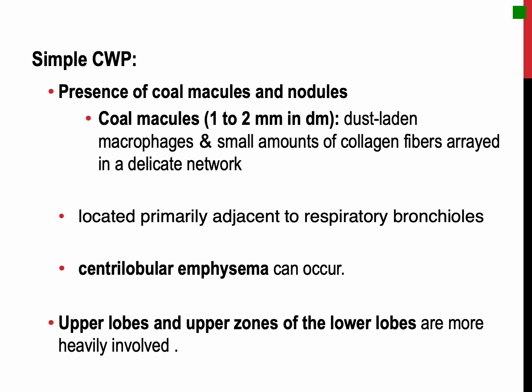Simple coal worker pneumoconiosis is characterized by the presence of coal macules and the larger coal nodules. The coal macules consist of dust-laden macrophages and small amounts of collagen fibers arrayed in a delicate network. Those lesions are scattered throughout the lung, but centered mainly in the upper lobes and the upper zones of the lower lobes. Simple coal worker pneumoconiosis may be associated with centrilobular emphysema.